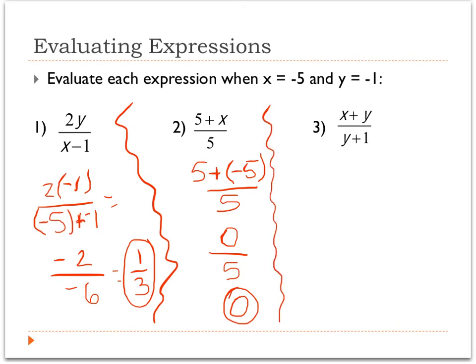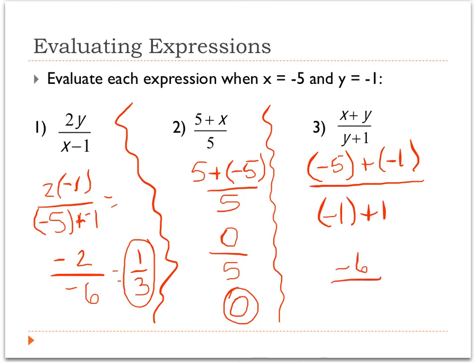In our final example, we have x plus y divided by y plus 1. So plugging in numbers, I'm going to have -5 plus a -1. I'm going to divide that by -1 plus 1. So again, I'll simplify the numerator, simplify the denominator. -5 plus -1 is going to give me -6. And then -1 plus +1 is going to give me 0. Now this is a special case.